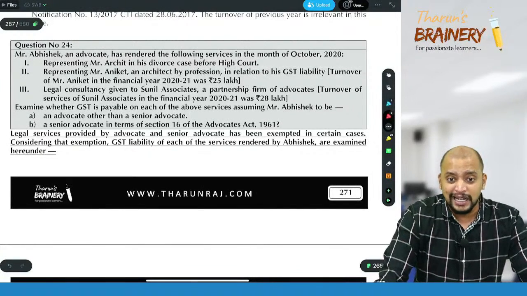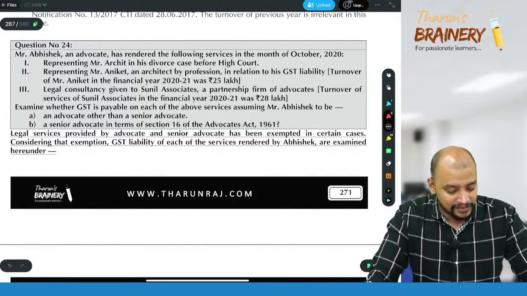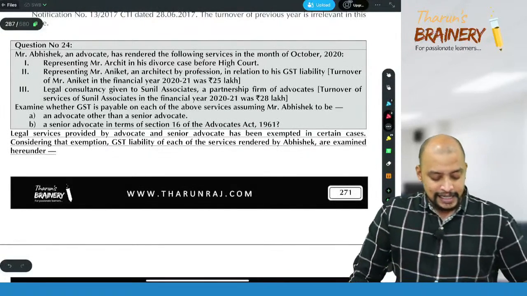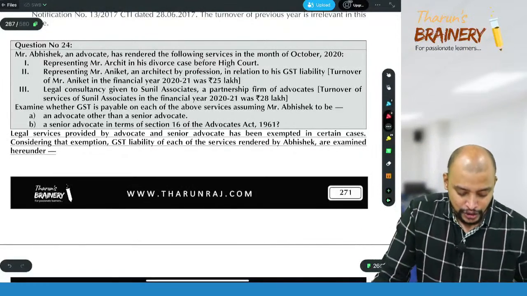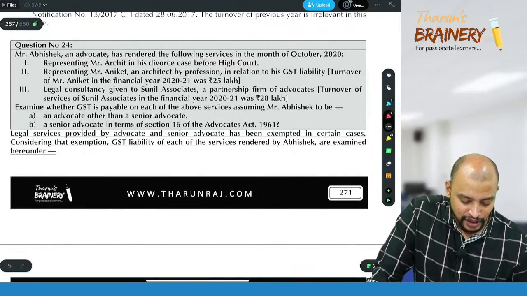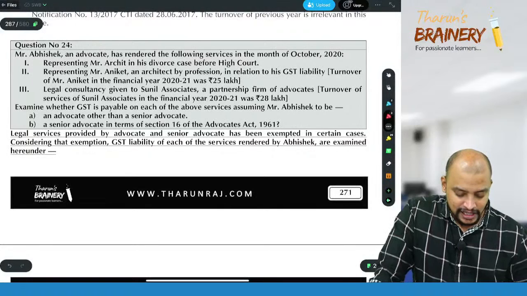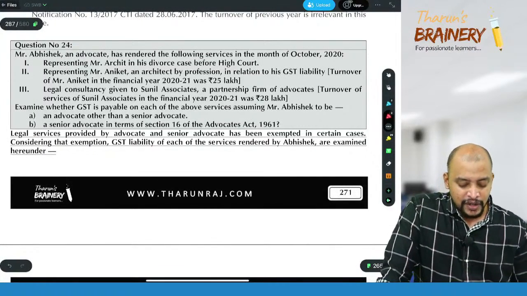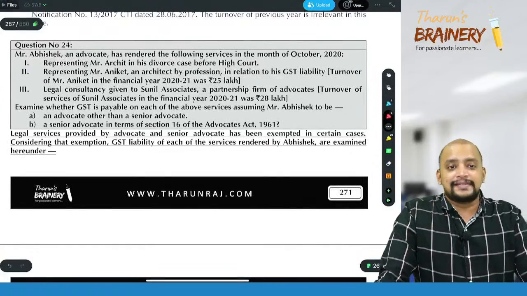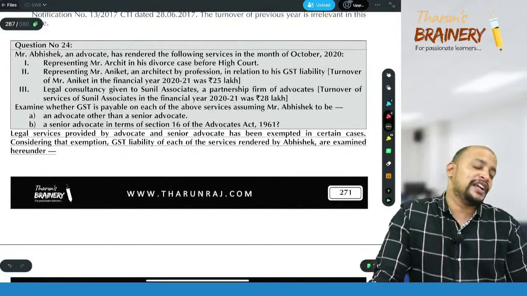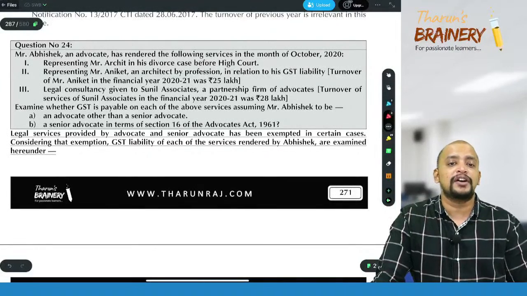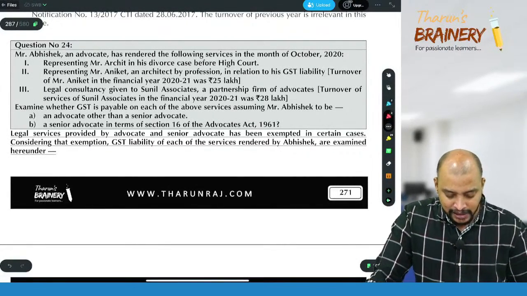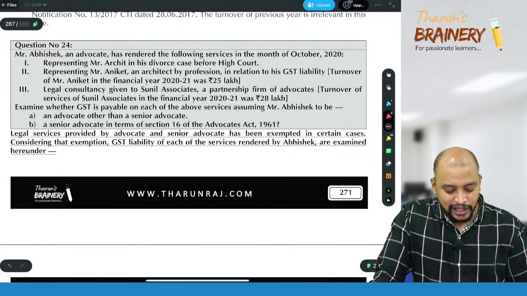Therefore, it will be taxable, and it is RCM where liability to pay GST is on Aniket. Legal consultancy given to Sunil Associates, a partnership firm of advocates. Turnover of service of Sunil Associates in the financial year 2021 was 28 lakhs. So exempted, because services provided by an individual advocate to a firm of advocates or another individual advocate is exempted. Examine the GST payable assuming Abhishek to be an advocate other than senior advocate.